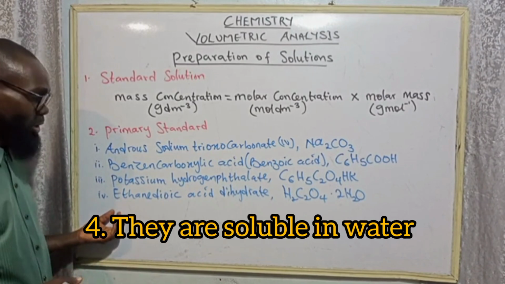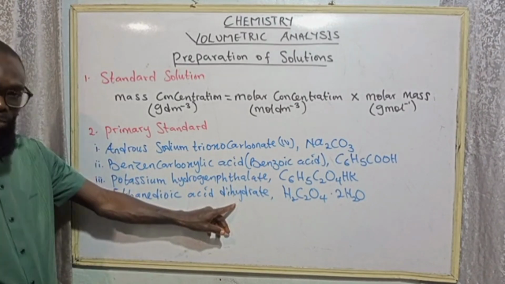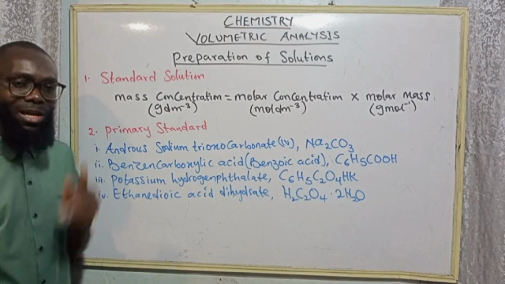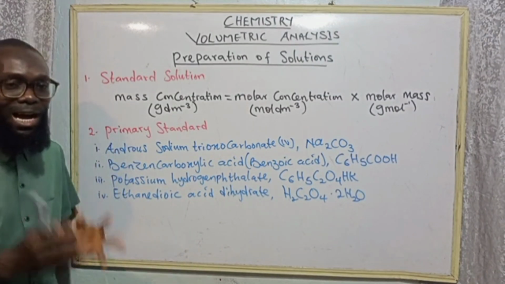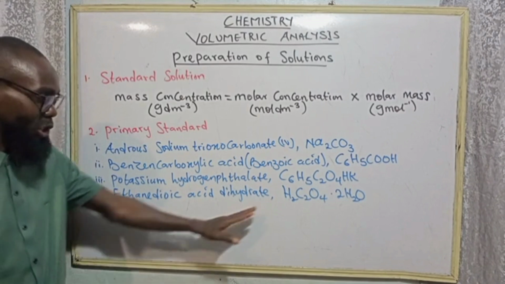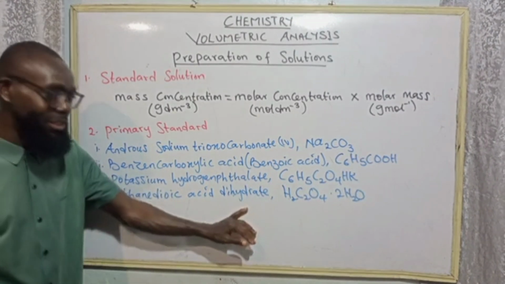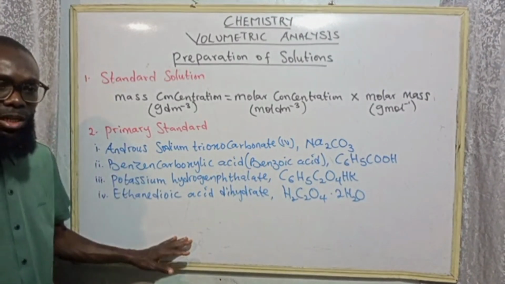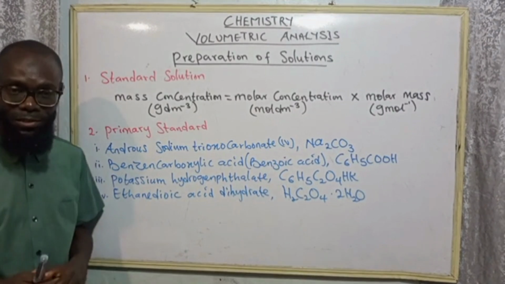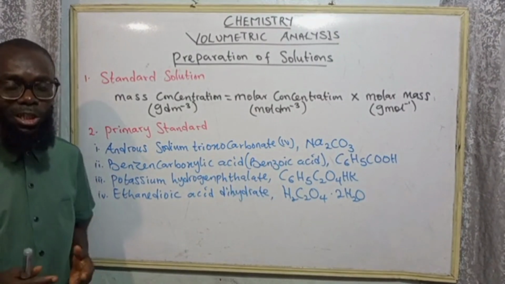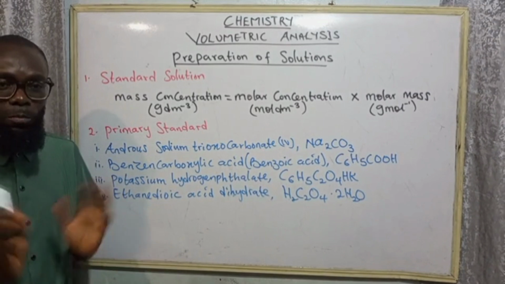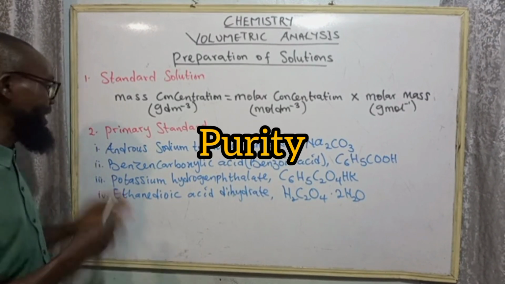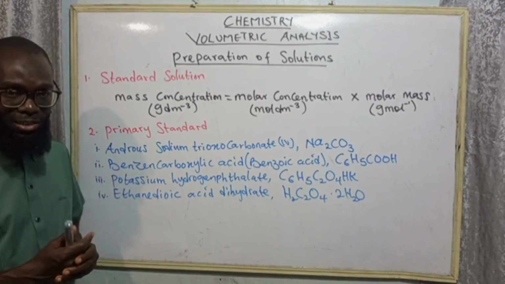When we look at this last one, there's a dihydrate here. And we said that one of the characteristics of a primary standard is that they are anhydrous. So why these two dihydrates? This particular substance is non-efflorescent, meaning that it does not lose its water of crystallization when exposed. Because of this, it fits into the primary standard.